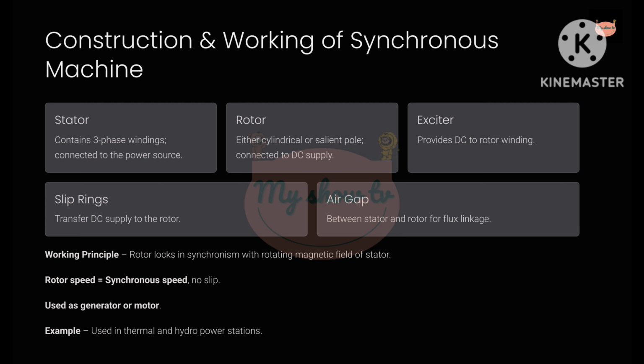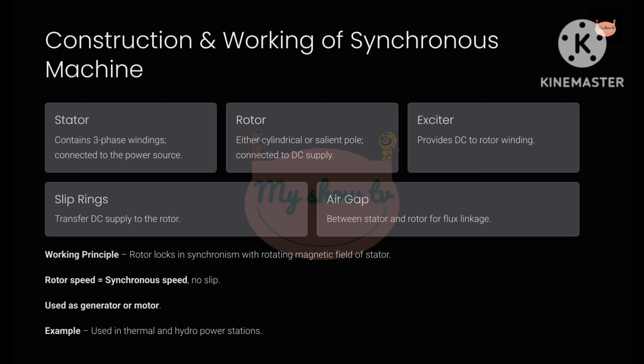Slide 6. Construction and working of synchronous machine. A synchronous machine is a special type of AC machine in which the rotor speed is synchronized with the frequency of the AC supply. Construction involves 1. Stator. Like in induction machines, it has three-phase windings. 2. Rotor. Either cylindrical or has projecting poles, salient poles, powered by DC supply.